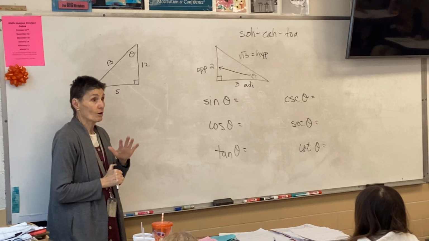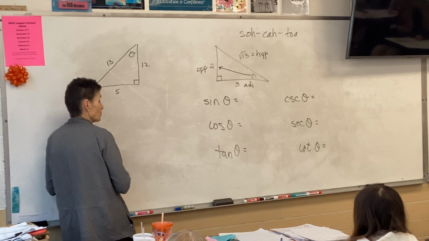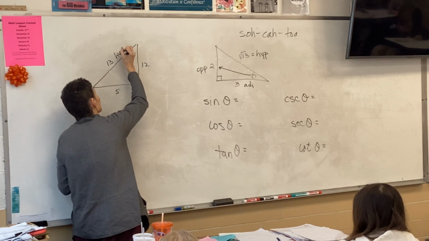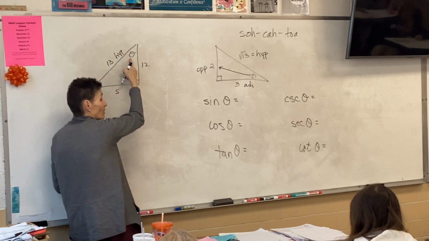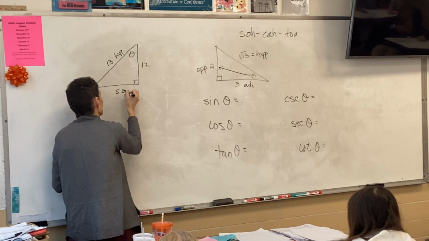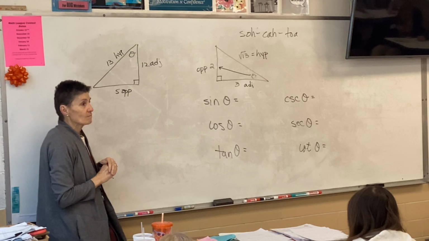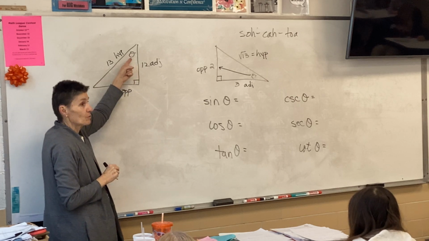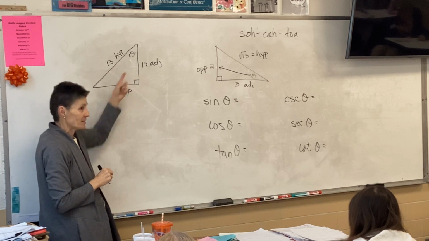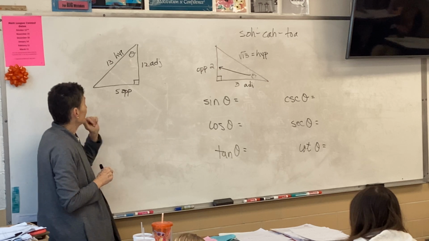So before we start, let's label our sides. Which one's the hypotenuse? 5, 12, or 13? 13. Now pay attention. There's your angle. Which one's opposite? 5. Very good. Why is 5 opposite? Because it's the one directly across from the angle. Opposite the angle, on the opposite side of the triangle. All right, now we can fill them in.